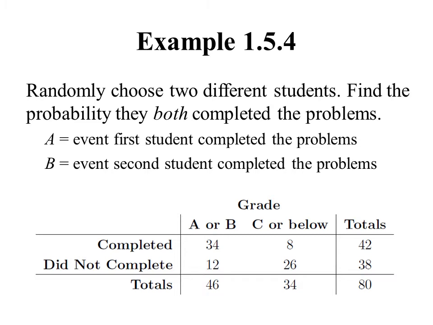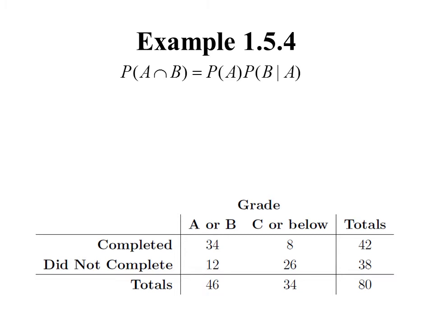And so let's define some events here. Let's let A denote the event that the first student completed the problems, and B is the event that the second student completed the problems. Okay? And so we want to know the probability of A and B occurring. And so by our multiplication rule, this is the probability of A times the probability of B given A. So let's calculate these two individual probabilities on the right.